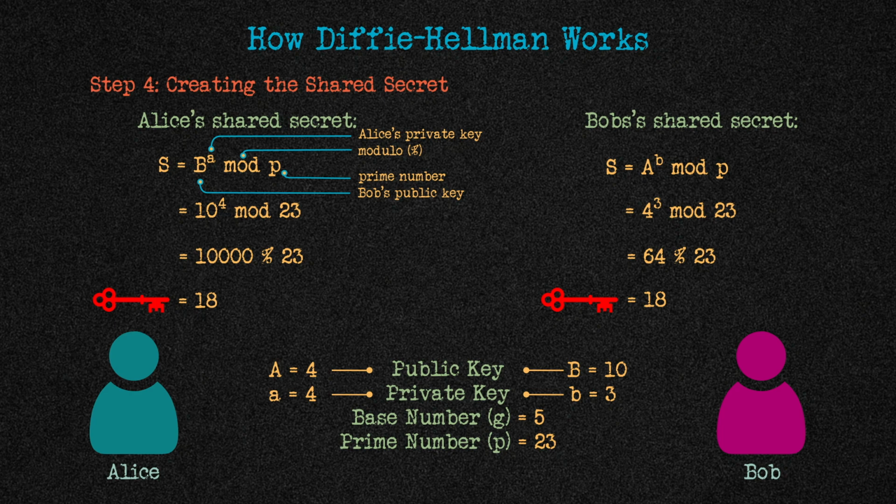This shared secret can now be used to encrypt messages between them. Safe, secure, and completely invisible to eavesdroppers. That is the power of Diffie-Hellman.